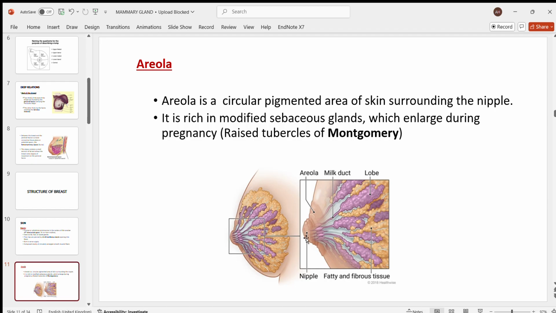Now, a few points about the areola. Areola is the pigmented circular area which is surrounding the nipple. In areola, there are lactiferous sinuses. Sinuses are small dilatations of lactiferous duct, and later on it opens into the nipple. The areola has sebaceous glands which become enlarged during pregnancy, and they are called the tubercles of Montgomery.